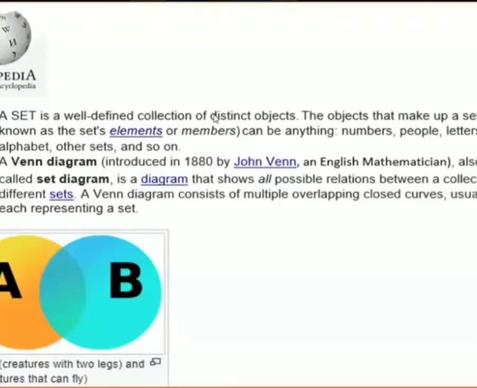The objects that make up a set, also known as the set's elements or simply members, can be anything: numbers, people, letters of the alphabet, other sets, and so on. When we talk about sets, there is a very helpful tool that was discovered by someone named John Venn, an English mathematician. Also called a set diagram, a Venn diagram shows all possible relations between a collection of different sets. A Venn diagram consists of multiple overlapping closed curves.